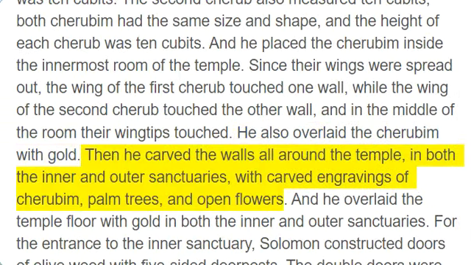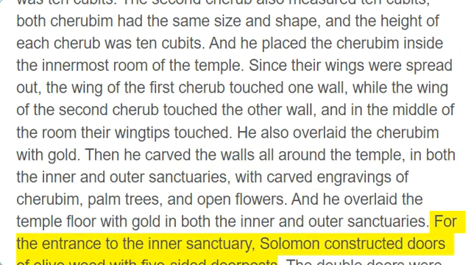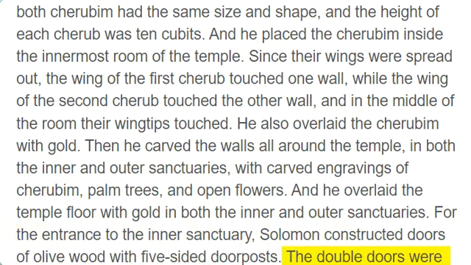Then he carved the walls all around the temple, in both the inner and outer sanctuaries, with carved engravings of cherubim, palm trees, and open flowers. And he overlaid the temple floor with gold in both the inner and outer sanctuaries. For the entrance to the inner sanctuary, Solomon constructed doors of olive wood with 5-sided doorposts. The double doors were made of olive wood, and he carved into them cherubim, palm trees, and open flowers and overlaid the cherubim and palm trees with hammered gold.